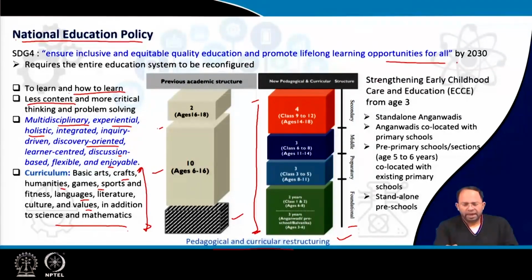So, as we have discussed, this new pedagogical structure looks into strengthening early childhood care and education. This is known as ECCE from age 3. So there could be standalone Anganwadis, there could be Anganwadis co-located with primary schools, because we are now combining Anganwadi with primary schools. Pre-primary schools or sections could also be co-located with existing primary schools, and there could be standalone preschools as well. So this is where a lot of change has to come, and we have to create or reserve facilities when we plan for urban areas, for this kind of new infrastructure that is required to implement the new educational policy.